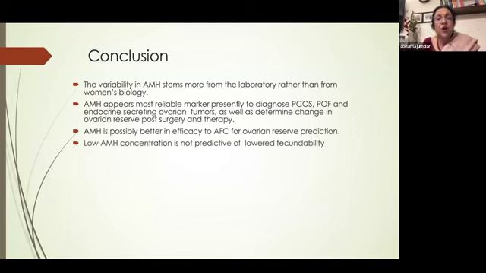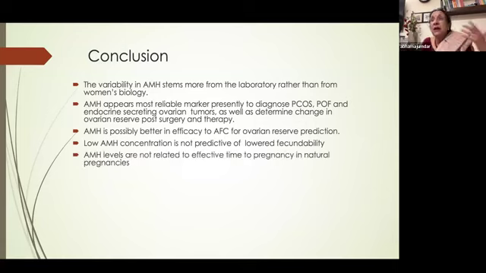Low AMH concentration is not predictive of lowered fecundability. Age is more important here, and how many years have passed since she's been trying is more important. AMH levels are not related to effective time to pregnancy in natural pregnancies. So if a woman has not looked for fertility treatment and she has got naturally pregnant within 2-3 months of trying, you can retrospectively do an AMH and confirm that she did have a very low AMH, but it took her 2 months to get pregnant.